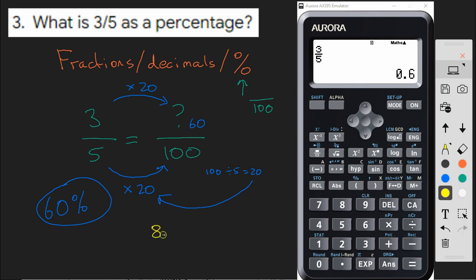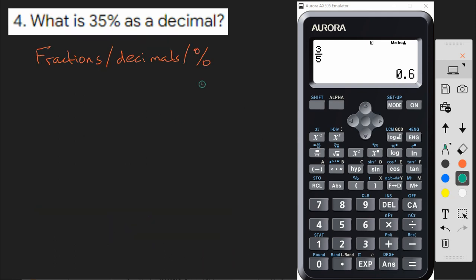And some questions just the same to practice on Century, Nugget 8.03. Okay, question 4. This is our third question in a row on this general topic of fractions, decimals and percentages. And here we are going from percentages to decimals.